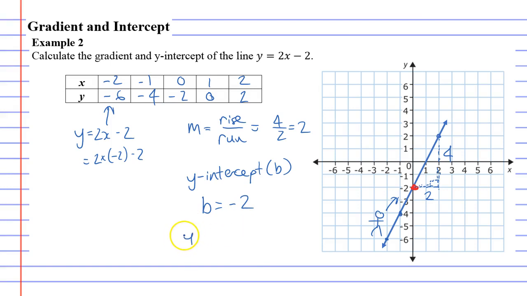If we were to be more specific, we would say that the y-intercept is the point 0, -2. Quite often you don't have to do this, but it is more specific because it's pinpointing exactly where that point is for your y-intercept. The x-value of the y-intercept is always 0, whatever your b value is.